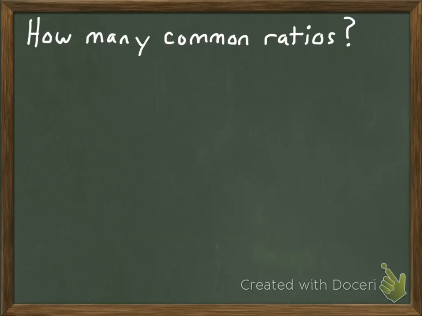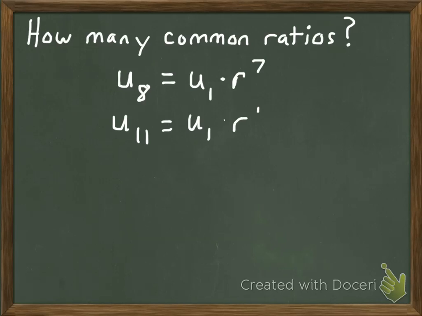Now, for instance, you ought to know now that if you wanted to find the 8th term of a geometric sequence, you would multiply the first term times the common ratio to the 7th power. Remember that the exponent was always one less than the term number that you're trying to find. And so if you wanted to find the 11th term, that would be the first term times 10 common ratios, or times the common ratio 10 times.